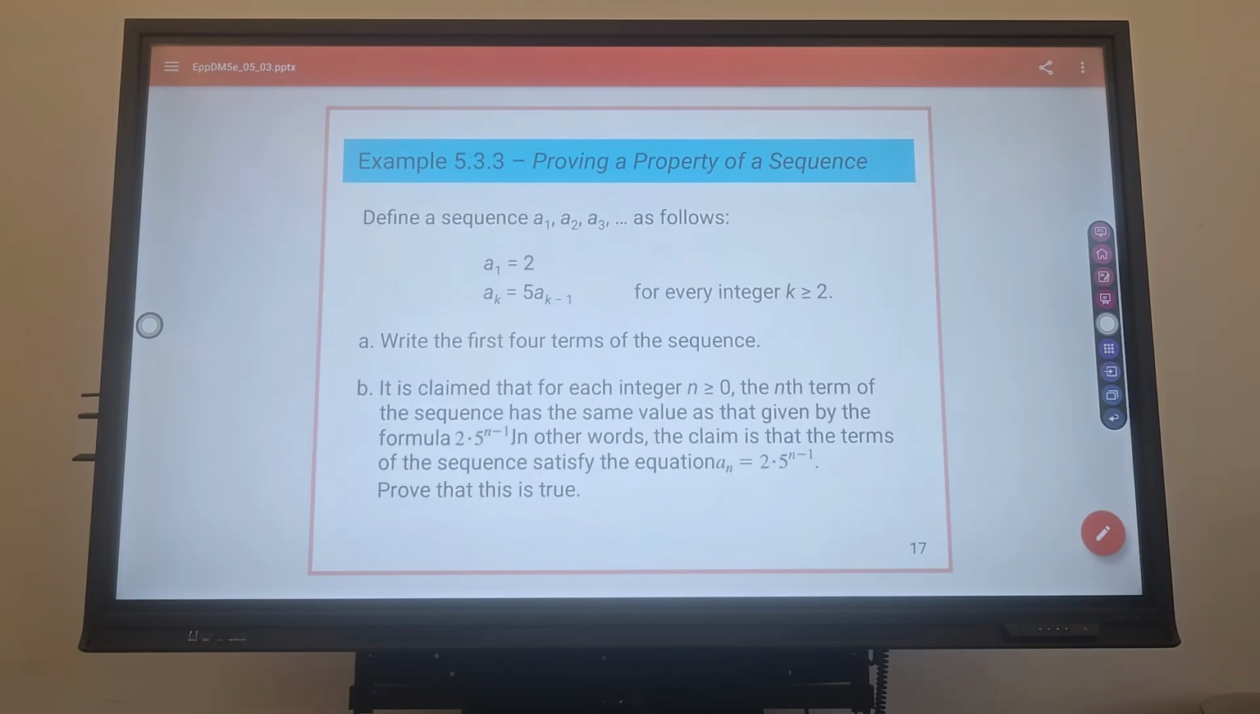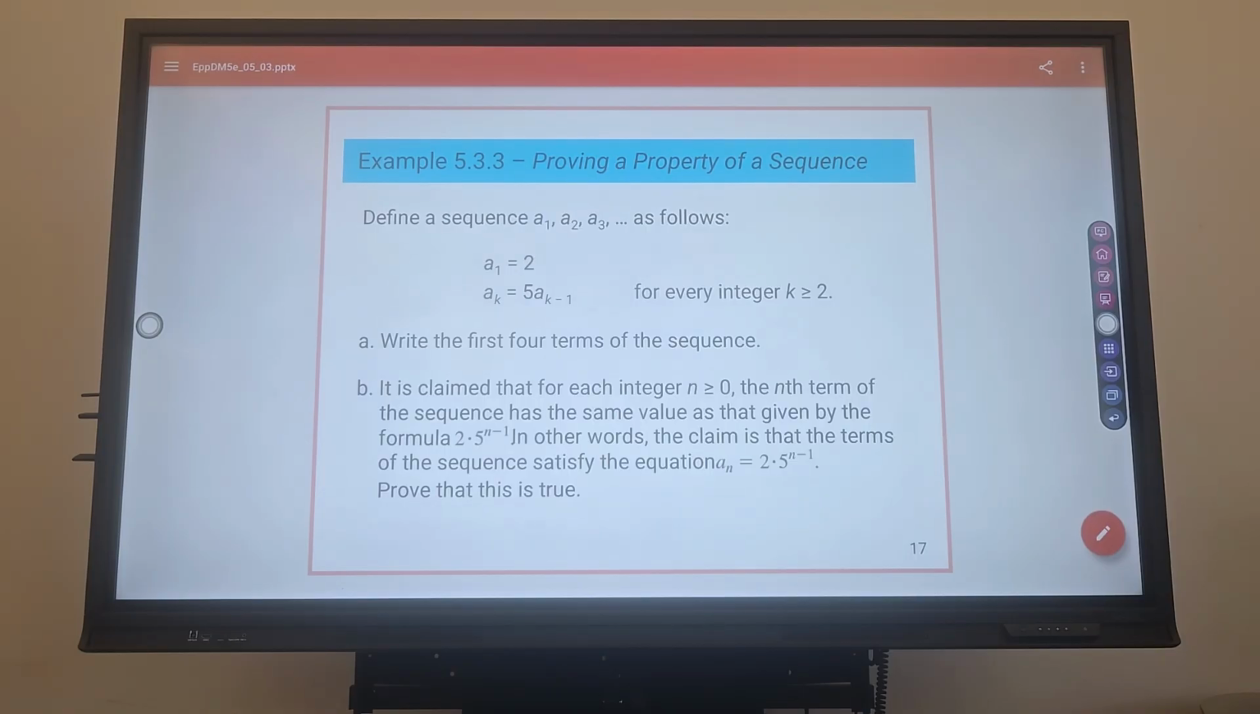Define a sequence a1, a2, a3, etc., as follows. a1 is 2. a sub k is 5 times a sub k minus 1 for every integer k greater than or equal to 2. What are the first 4 terms of the sequence?